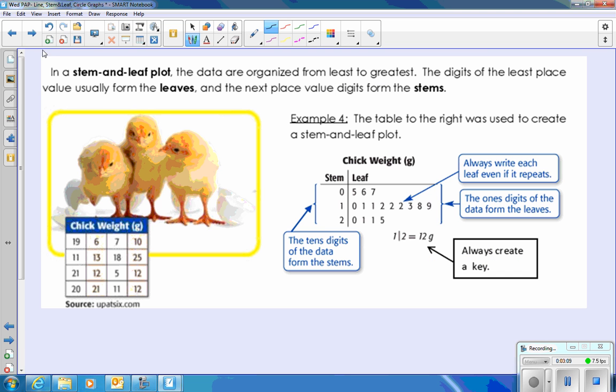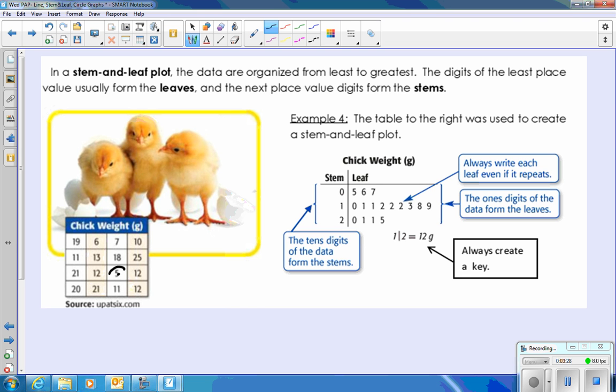The next thing we'll talk about is stem and leaf plots. In a stem and leaf plot, the data is organized from least to greatest. The digits of the least place value form the leaves, and the next place value form the stems. So, for example, we have this chart over here. We're going to organize this information from least to greatest.